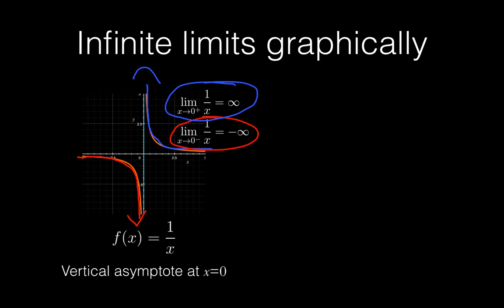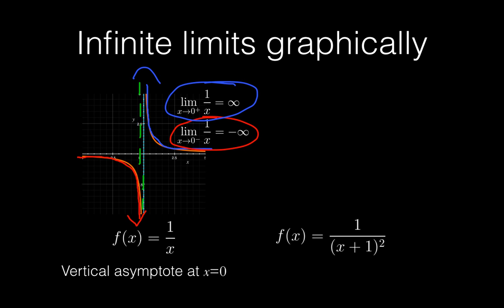However, there is a vertical asymptote at x equals 0. A vertical asymptote is where there is a line going vertically that the function approaches but never actually touches.